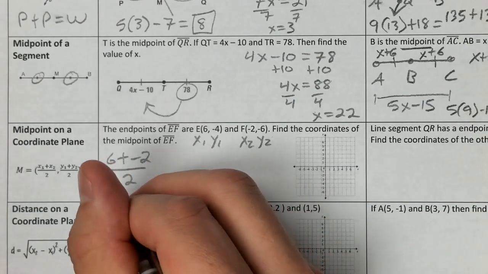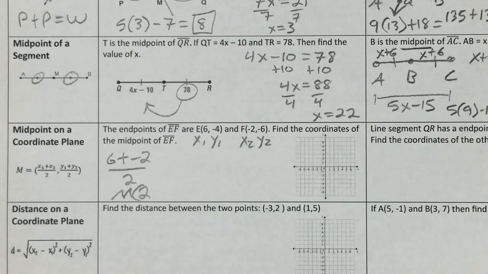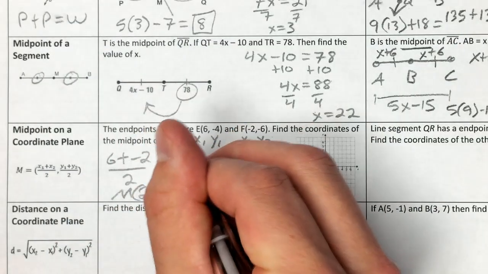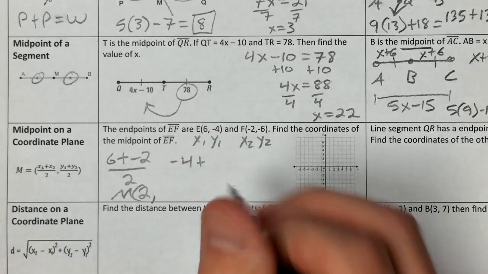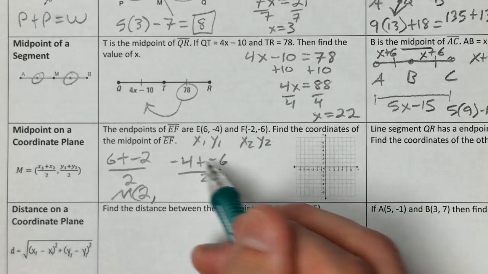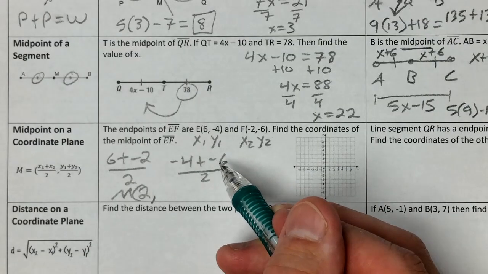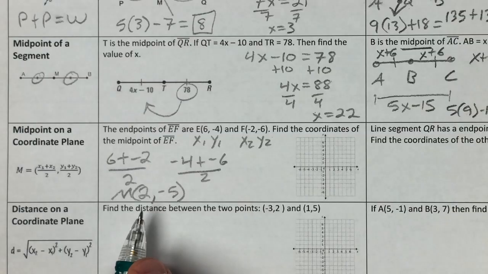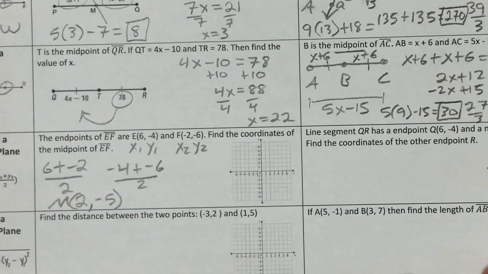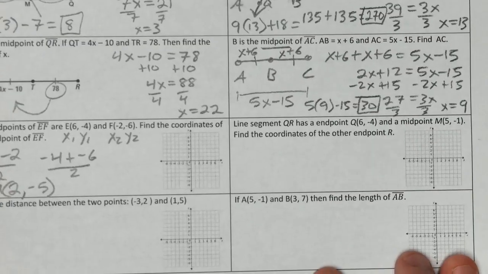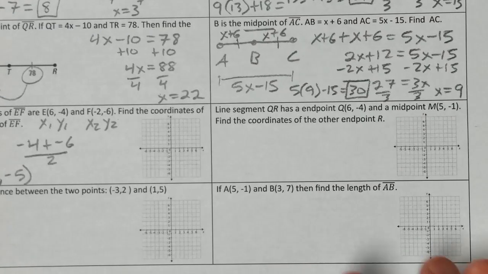Okay, so I know my x value for my midpoint is 2, so I'm going to go ahead and start my equation. And then I do the same thing for my y's. y1, which is -4, plus y2, which is -6, divide by 2. -4 plus -6 is going to get me -10. Half of -10 is -5, so I have a midpoint that's at 2, -5. Alright, so just add the x's together, divide by 2, just add the y's together, and then divide by 2.